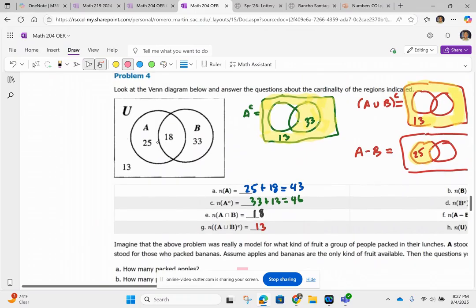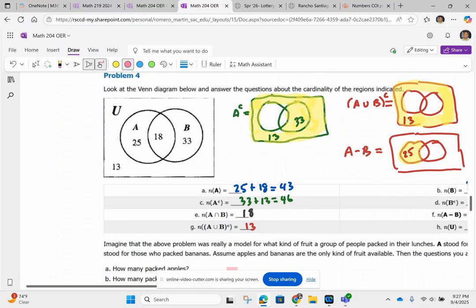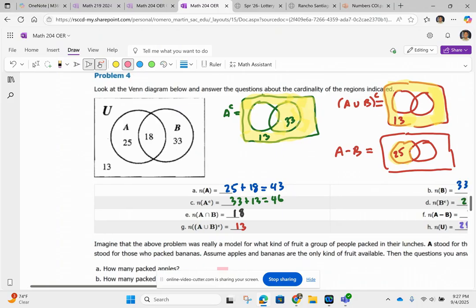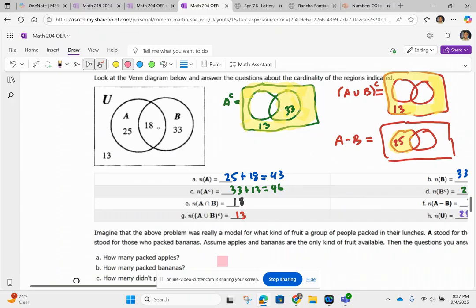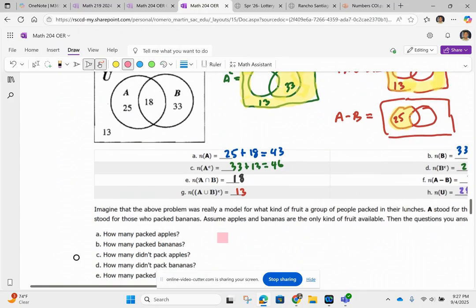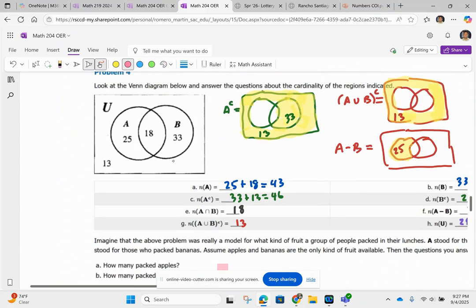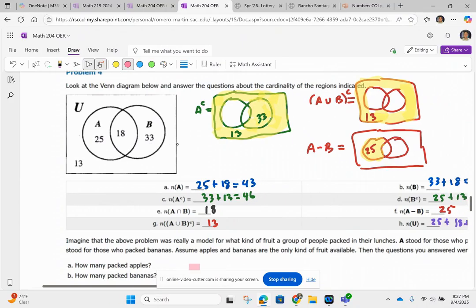So how many packed apples? We can see 25 and 18. Now, some people did both apples and bananas. That's why the 18's in the middle. 25 represents there were 25 people who packed only apples. The 33 are 33 people who packed only bananas. How many packed bananas? This 18 also packed apples and bananas. But when I asked how many packed bananas, we would then add 18 plus 33.